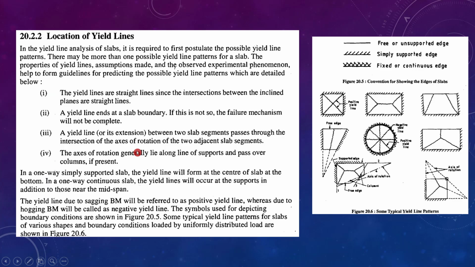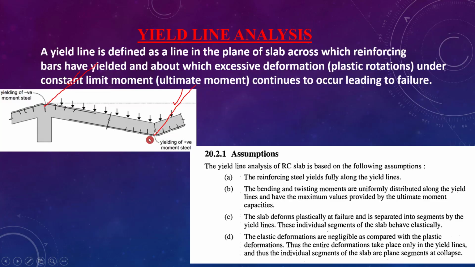Okay, next one. So next is regarding the location of yield lines. This was very easy as it is spanning in a single way. We have the ultimate negative moment at the supports, a positive moment at the mid span, and the loading condition is uniform. So we know that these will be the points of highest moments, either negative or positive.